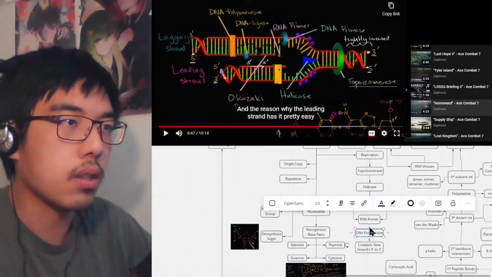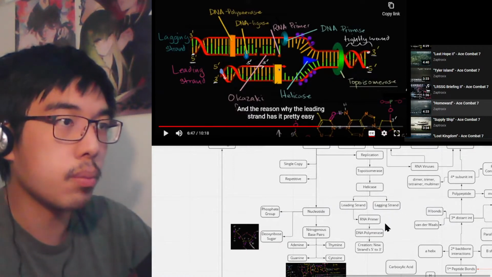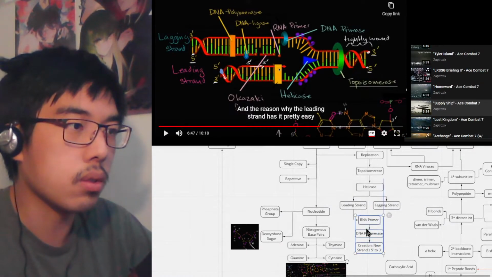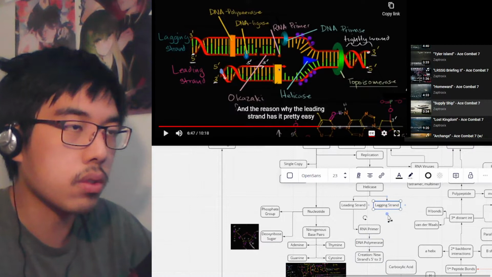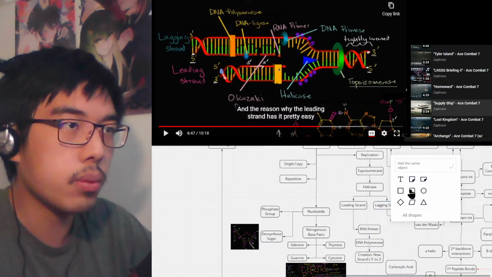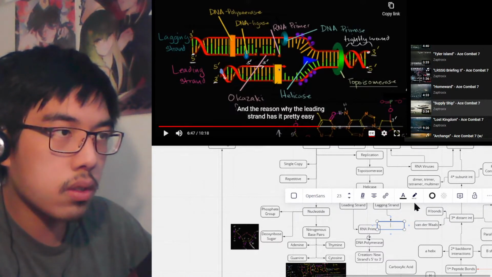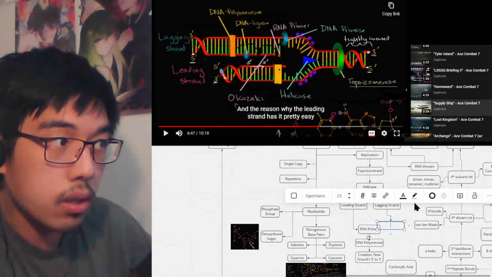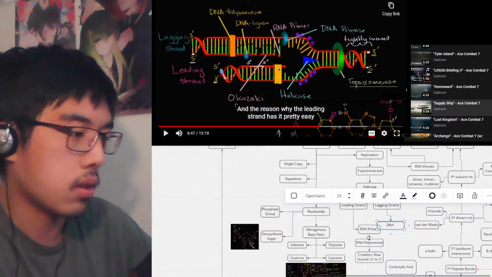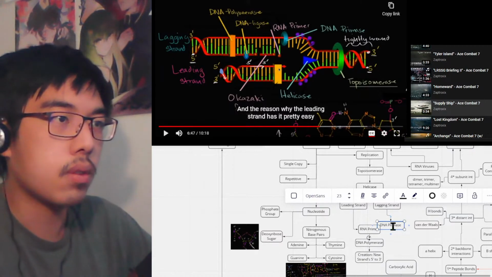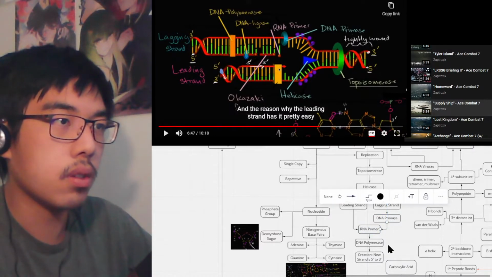Oh, whoops. I forgot that this is not going to be there just yet. I need to include DNA primase in the lagging strand portion so that we can know exactly how it's going to attempt to create the same strand as the other one, but in the opposite direction. Okay. There. Excellent.